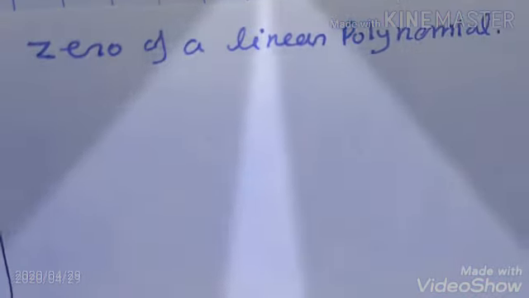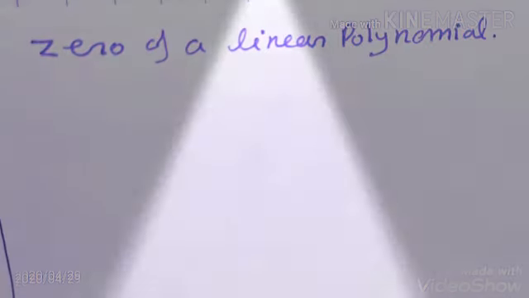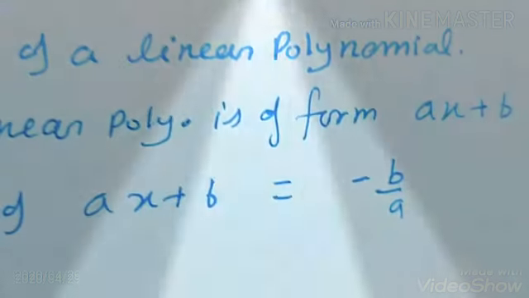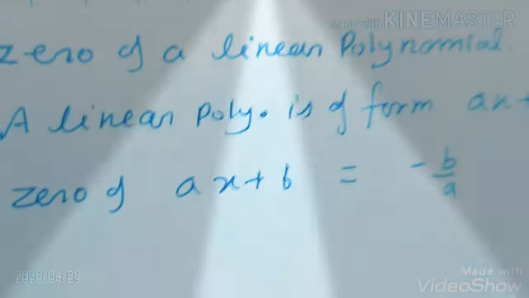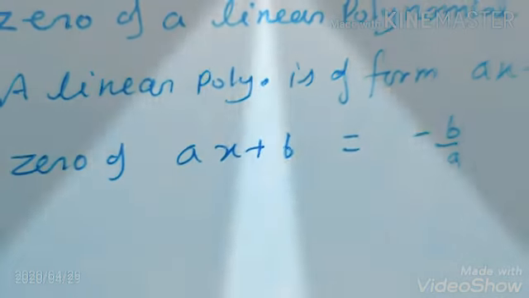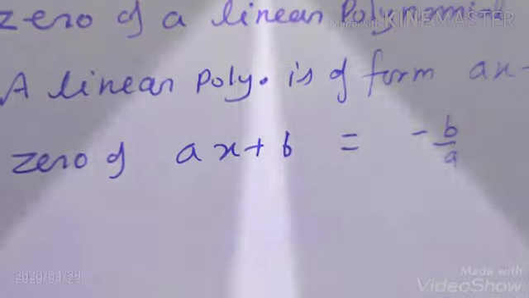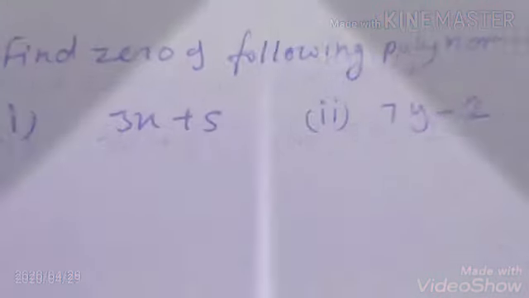Now there is one more topic, zero of a linear polynomial. So how to find the zero of a linear polynomial? We know that a linear polynomial is of the form ax plus b, and the zero of ax plus b is equal to minus b upon a. So this is the formula to get the zero of a linear polynomial, but we will not apply the formula directly. We will solve it by steps. So how will you solve it? Let's take some examples.